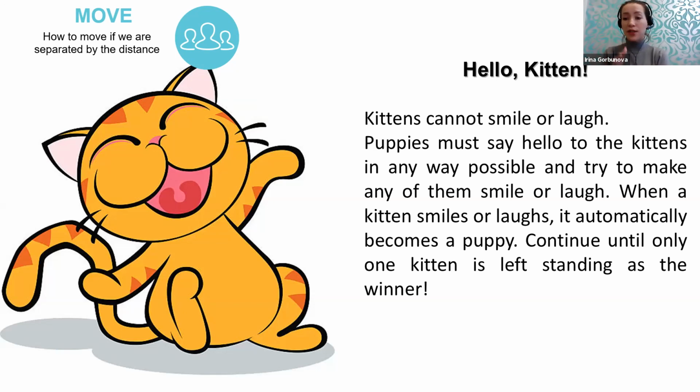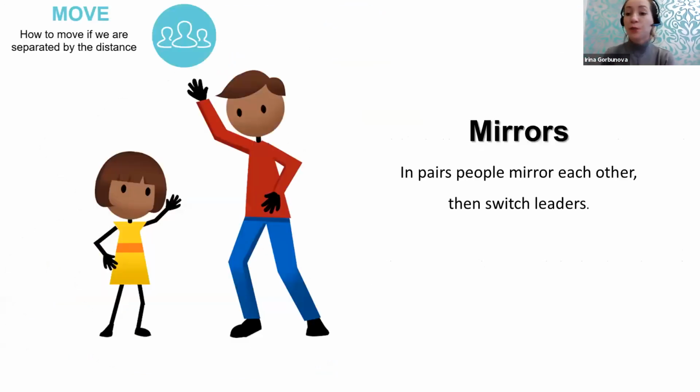So there is a class, for example, of 4 children. 2 of them are kittens and 2 are puppies, and the kittens have to make the puppies laugh with the help of funny words. It can be set as homework for them to choose the funny words, so when they come to class, they just say something funny. So it works, but not for everybody.